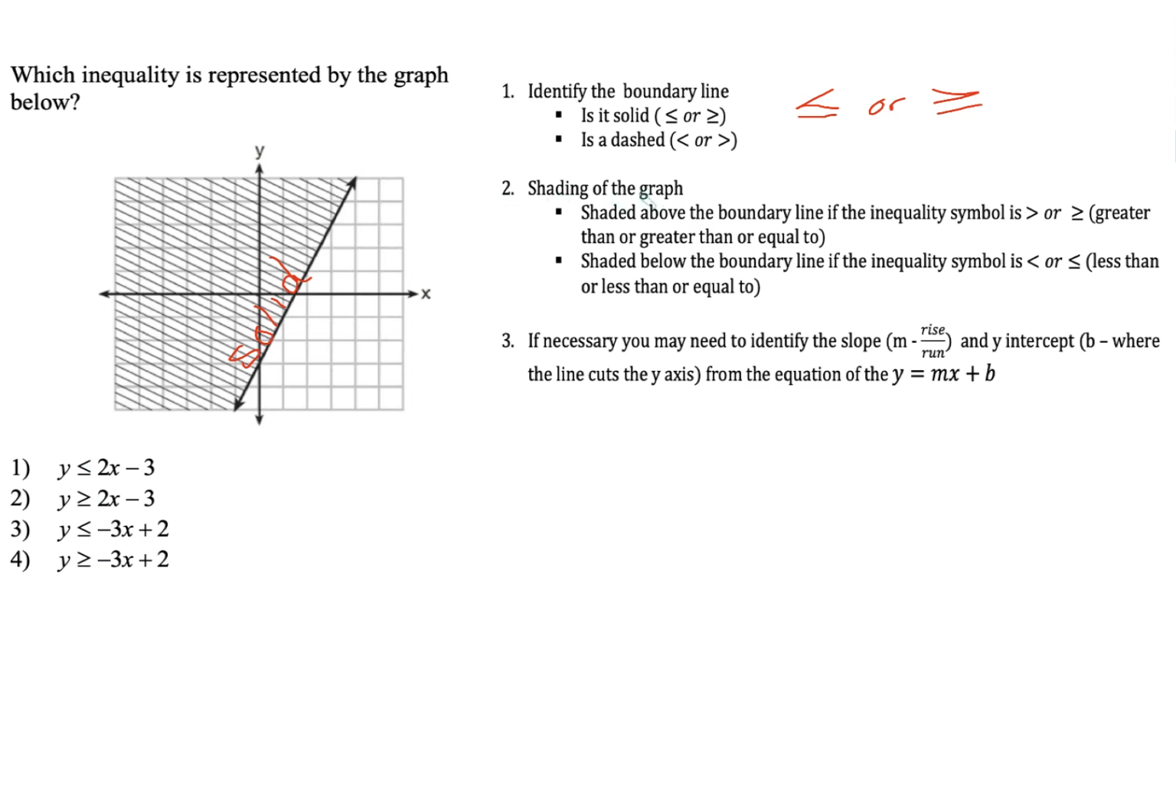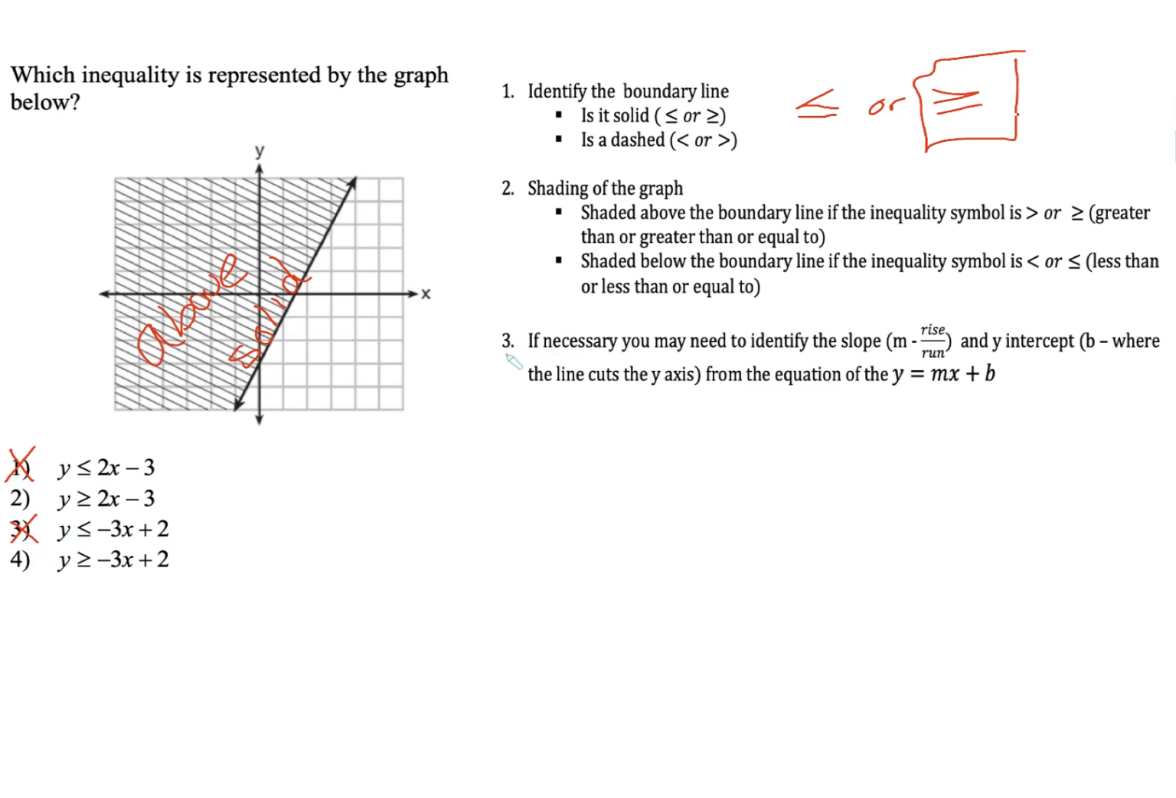I'm going to now look for my shading. My shading is above. Above is represented by greater than or equals. I can eliminate number 1 because that's less than or equals, and I can eliminate number 3, which is less than or equals. My answer is either 2 or 4.